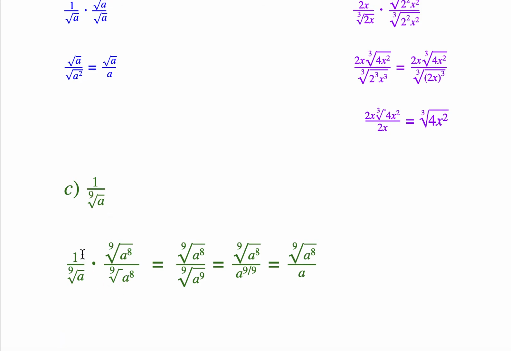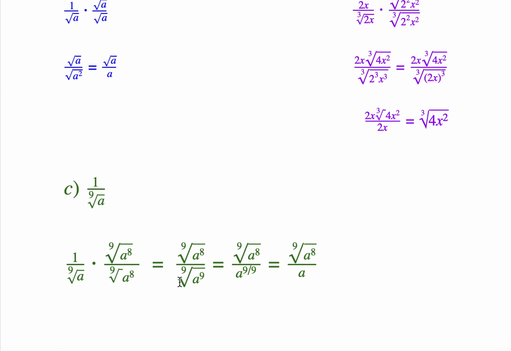For example here, 1 over the 9th root of a times the 9th root of a to the 8. So a to the 8 times a to the 1 is going to be a to the power 9. So we see here the power 9 matches with the index 9, they are the same. And when we have the radical form, we can write it in exponential form, like a to the 9 divided by 9, which is a to the 1, or is a.